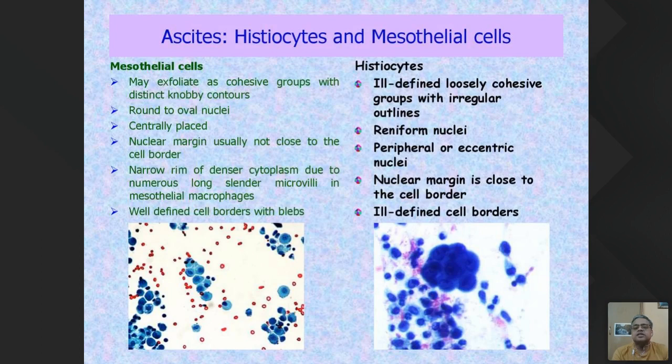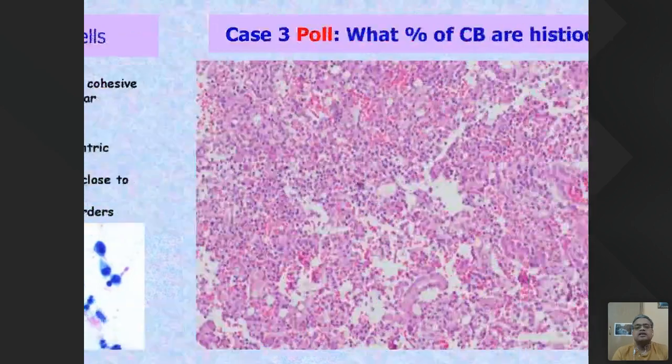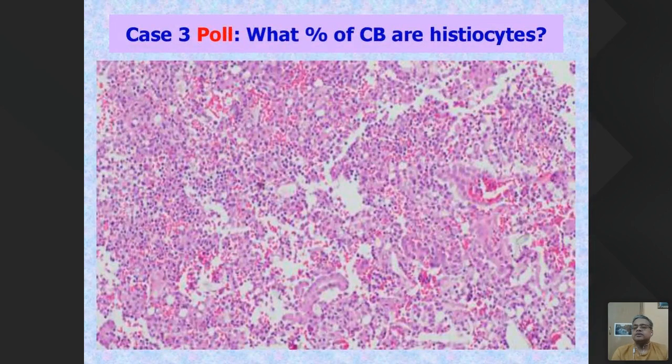This is a cluster of histiocytes. They have reniform nuclei, not round. Mesothelial cells are predominantly round nuclei. The nucleus of a histiocyte is eccentric or peripheral. The nuclear margin is close to the cell border, and it has ill-defined cell borders, unlike the mesothelial cell. However, a degenerated mesothelial cell can start looking like a histiocyte. So you have to take this poll, and let's see what you tell.